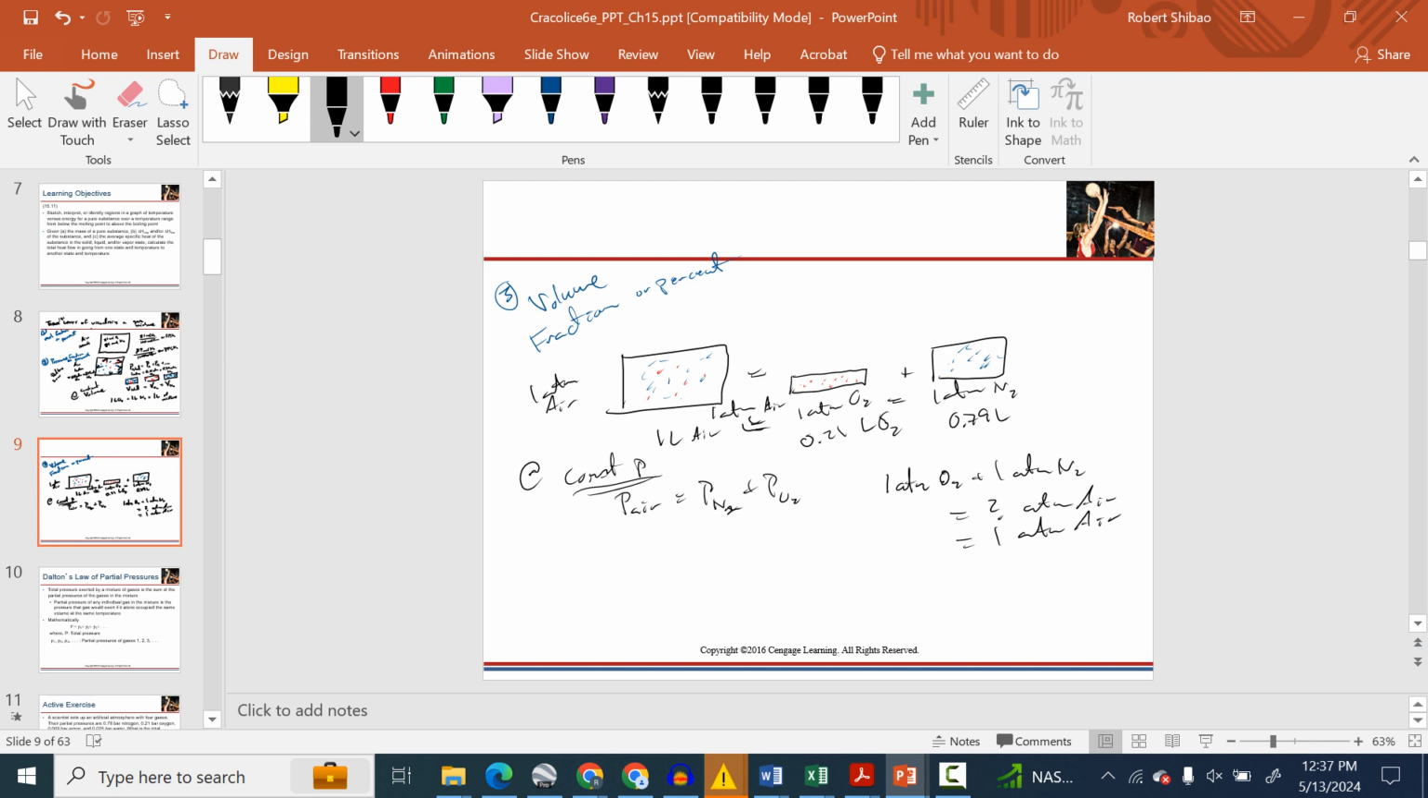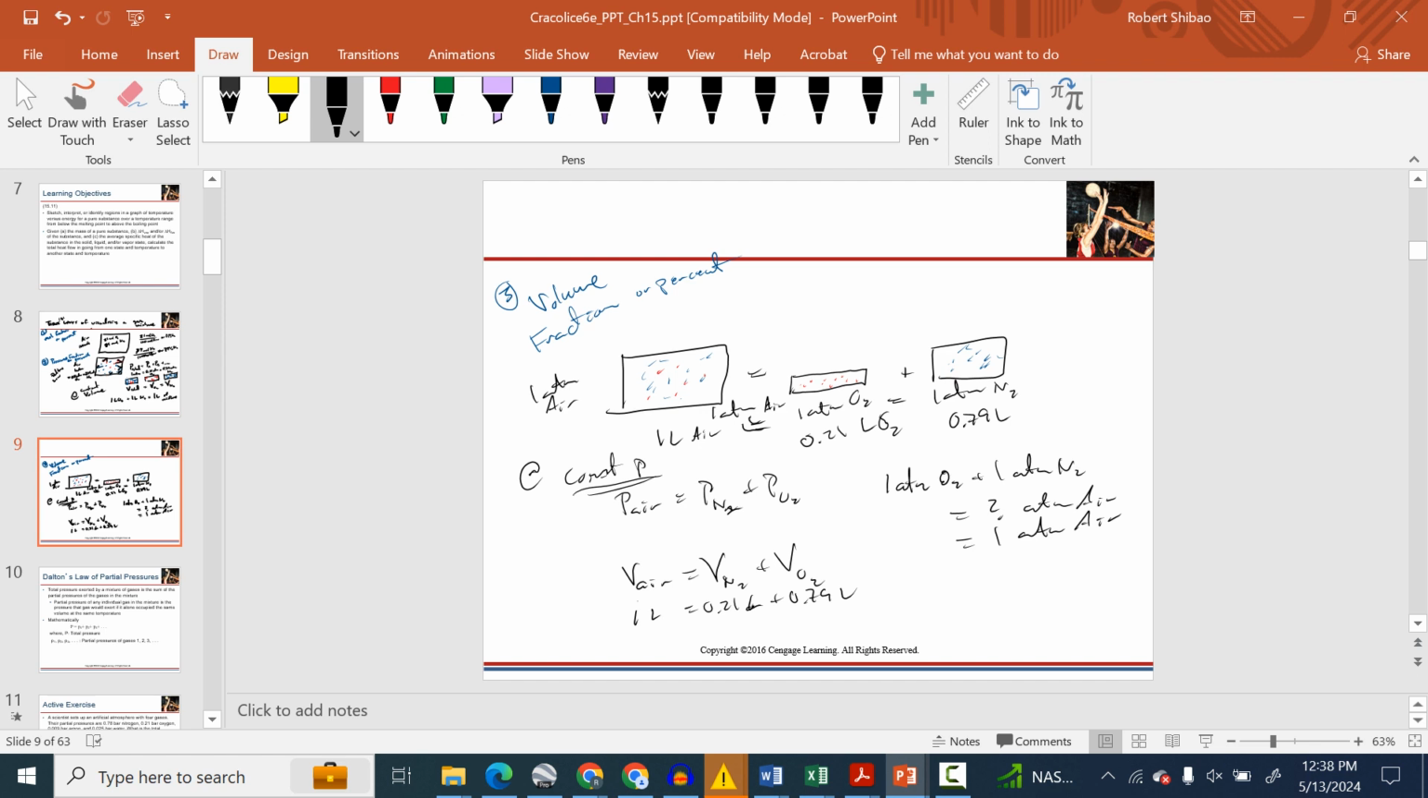However, the volume does change. And so it turns out the volume of air is equal to the volume of nitrogen plus the volume of oxygen. And so this would be 0.21 liters here, this would be 0.79 liters here, and that gives me 1 liter of air. And so the volumes are additive.